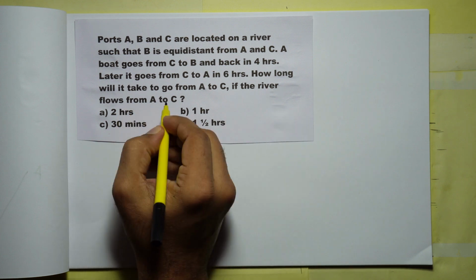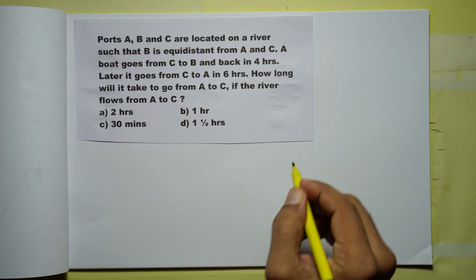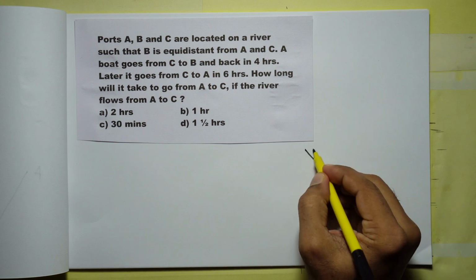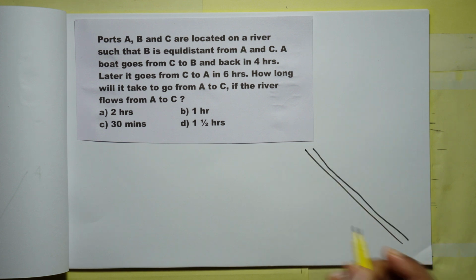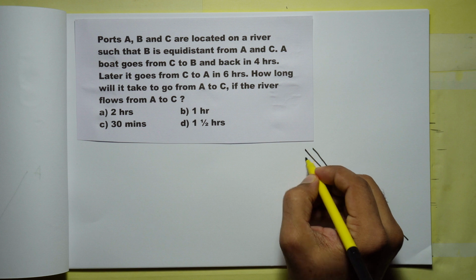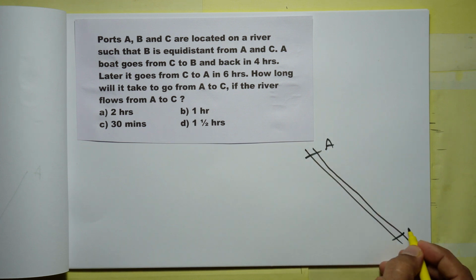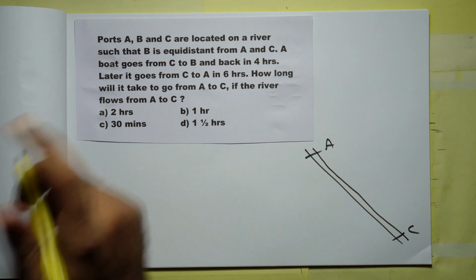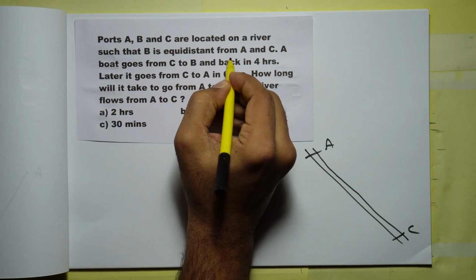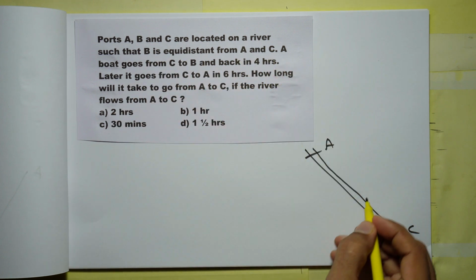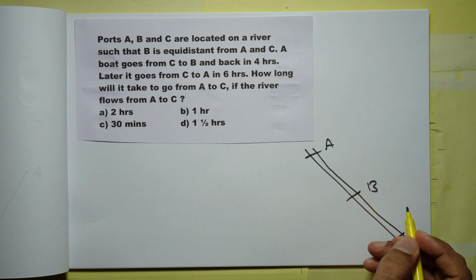Now the river flows from A to C. So we can draw the river like this. And the river flows from A to C, so A should be at the top and C should be at the bottom. Also it is mentioned B is equidistant from A and C, which means that B has to be here.